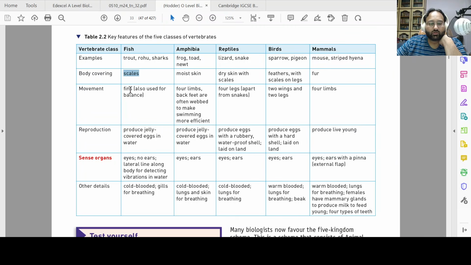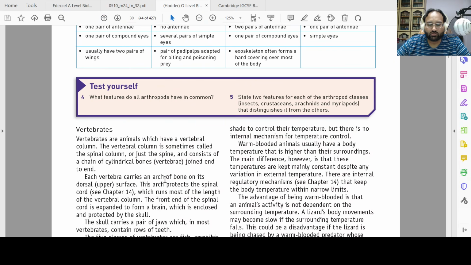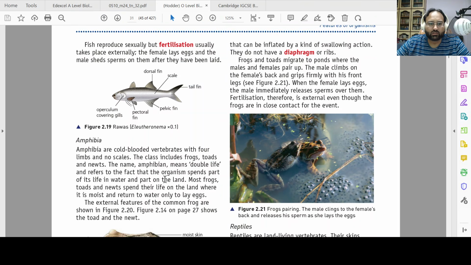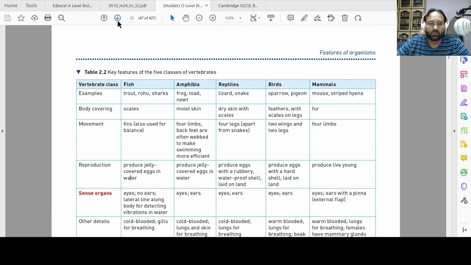They have fins for movement, which also help them with balance. The way they reproduce is they produce jelly-covered eggs in the water. I don't know if they have an image of fish eggs. Is it like how frogs produce eggs, mostly jelly-covered? Similar. They don't have a picture of the fish eggs, but they do have the frog eggs over here.